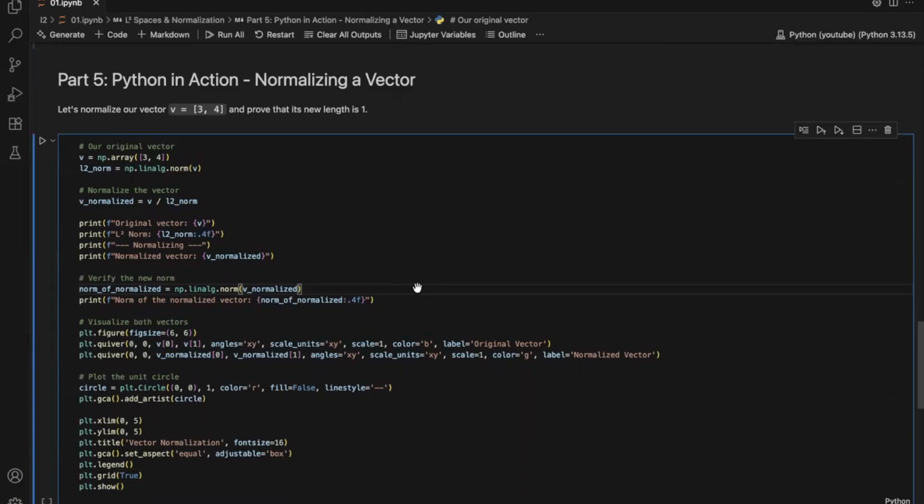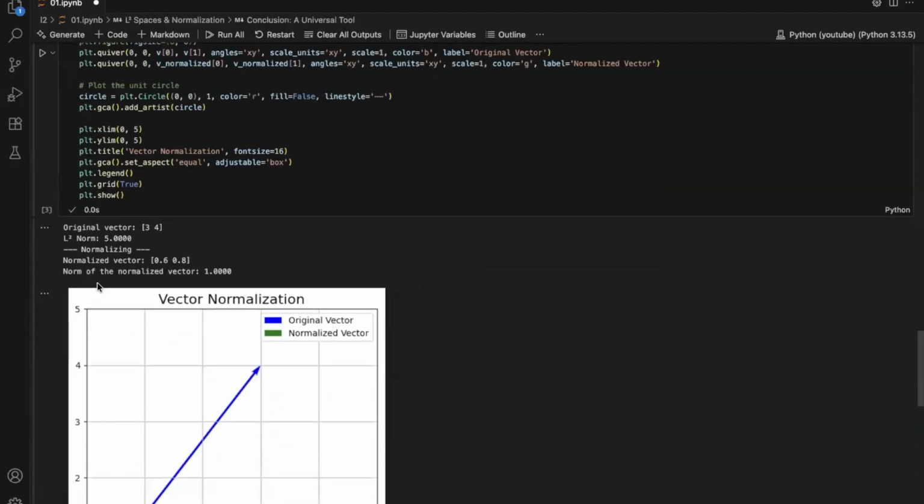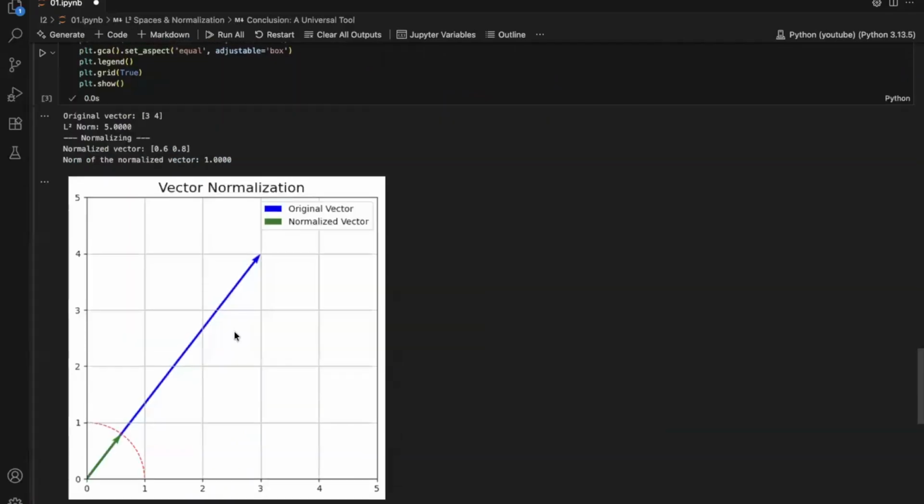The previously defined vector v equals 3, 4 is used. First, its L2 norm is calculated. The original vector is then divided by this norm to produce the normalized vector. As a verification step, the L2 norm of the resulting normalized vector is computed, which is expected to be equal to 1. So, if we run this, this is our output. The L2 norm of the original vector is 5, and the norm of the normalized vector is 1, which matches our theoretical basis. So, this visualization effectively demonstrates this process.